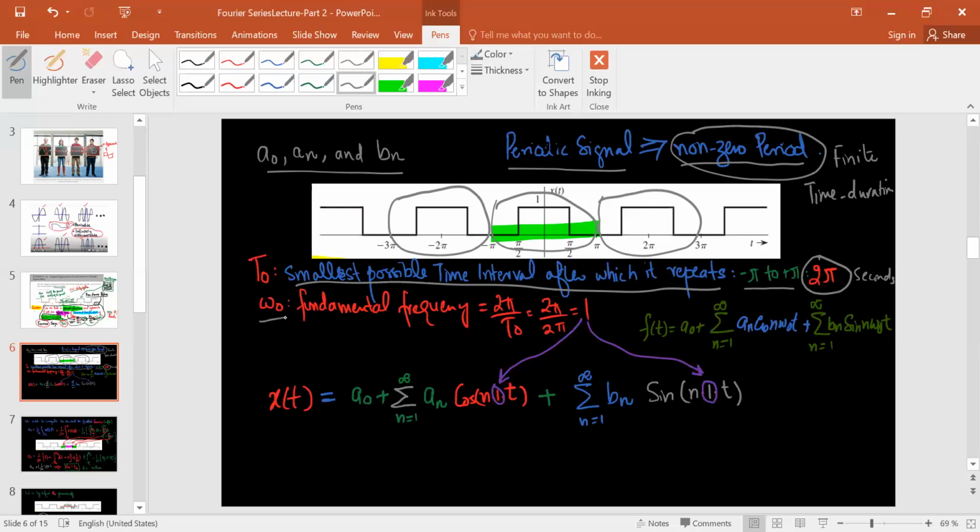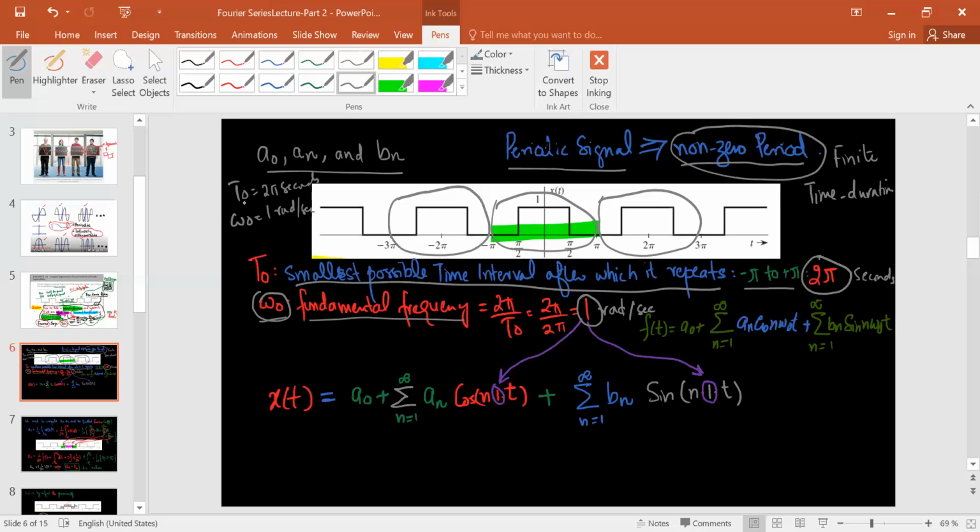And the fundamental frequency omega naught has the formula 2 pi by T naught. So its unit is radians per second. So this is the frequency, and here this one represents this omega naught. So now we got it. T naught is 2 pi seconds, and omega naught is 1 radian per second.